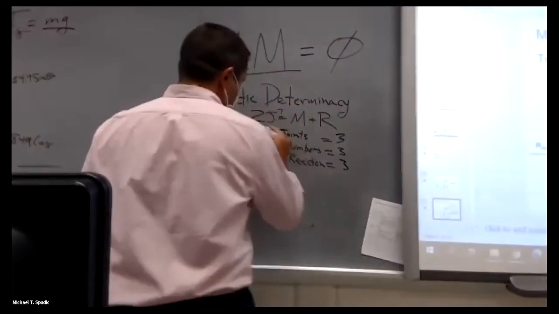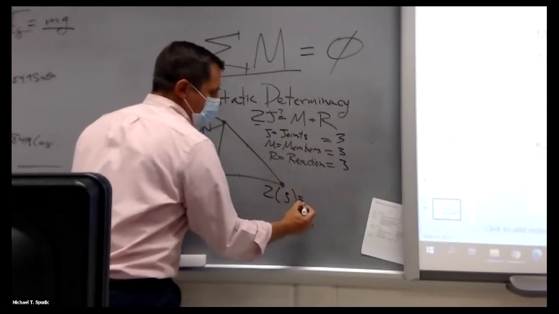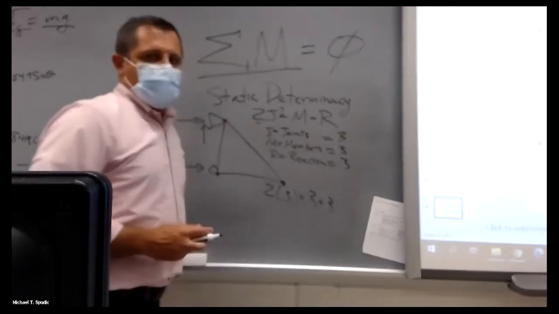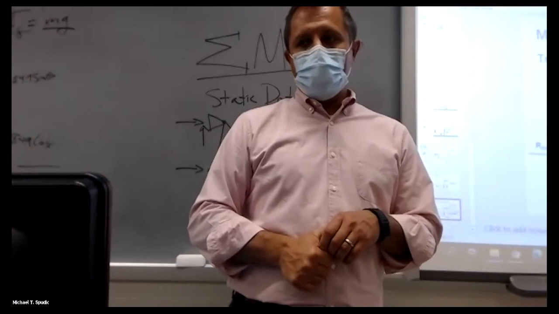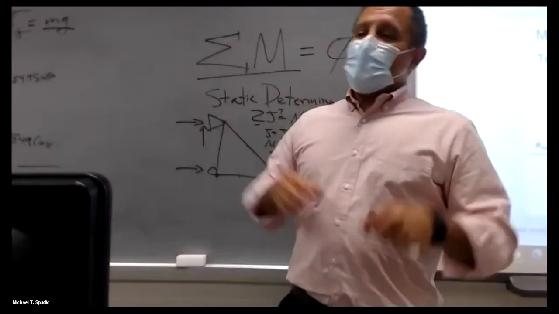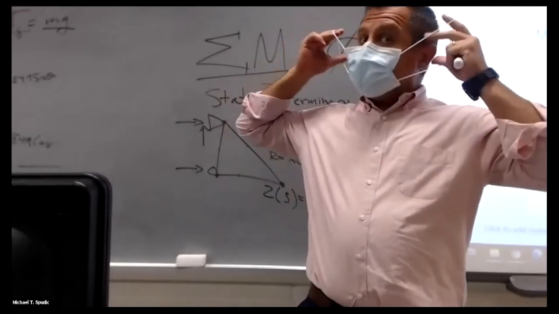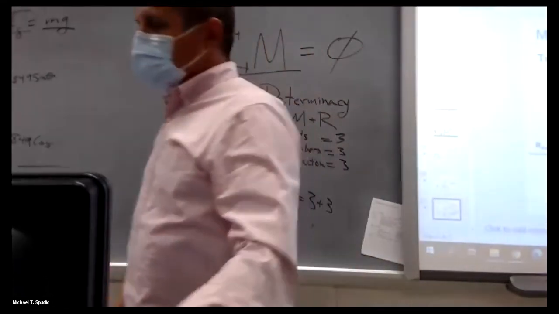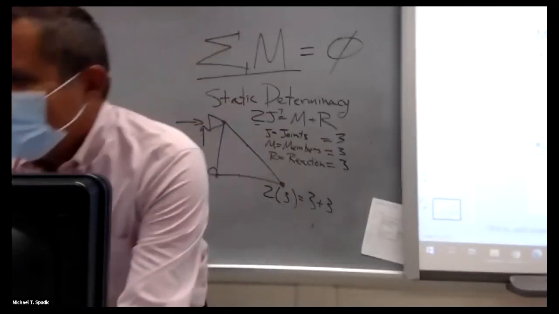So we plug it in. 2 times J. So 2 times 3 is equal to 3 plus 3. Yes. So it is statically determinate. Does that make sense? The looks on your faces show me you really understand what's going on right now. So that's very satisfying. Okay.